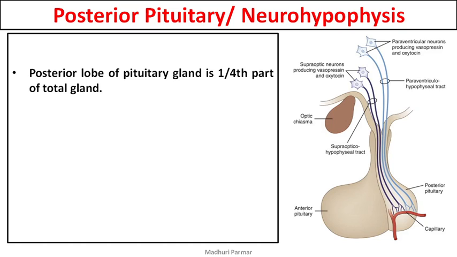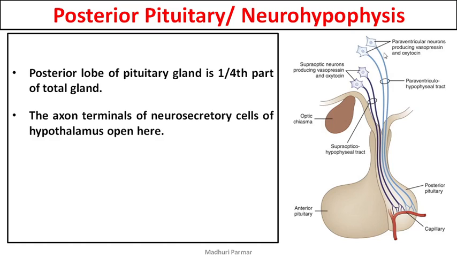The next part we are studying is the posterior pituitary, also known as neurohypophysis. The posterior lobe of pituitary is just one-fourth part, this much small part of your pituitary gland. The axon terminals, now these are the cell bodies that you can see inside hypothalamus.